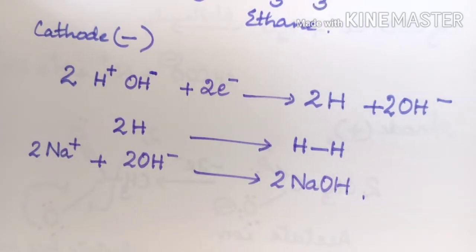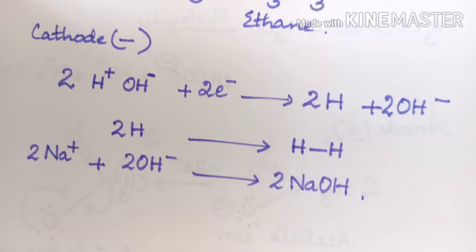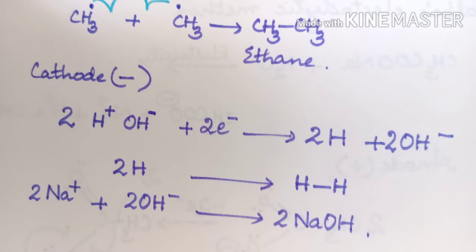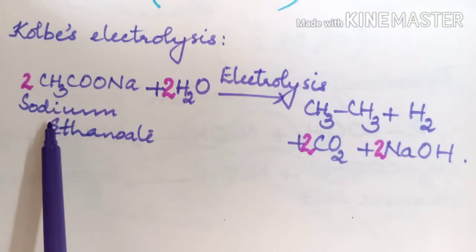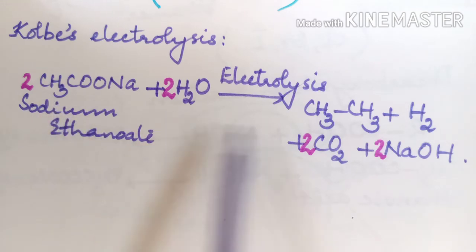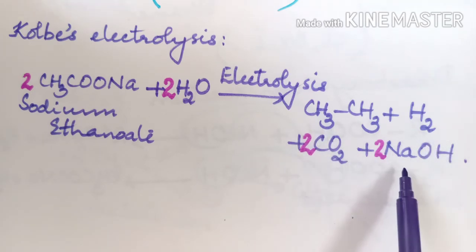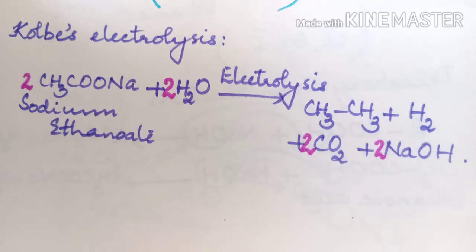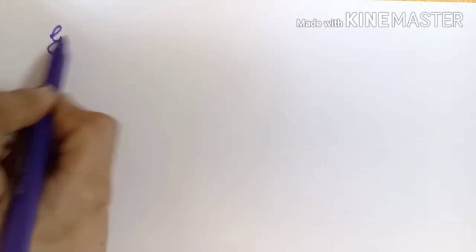So we are able to explain the formation of the four different products in the electrolysis. At the anode we got ethane and carbon dioxide, and at the cathode we are getting hydrogen and sodium hydroxide. That results in the chemical reaction that is called electrolysis. That is, in the electrolysis of sodium ethanoate, we got ethane, hydrogen, carbon dioxide and sodium hydroxide as the products. Ethane and carbon dioxide are obtained at the anode, whereas hydrogen and sodium hydroxide are obtained at the cathode. The next method of preparation of alkanes is starting from Grignard reagents.